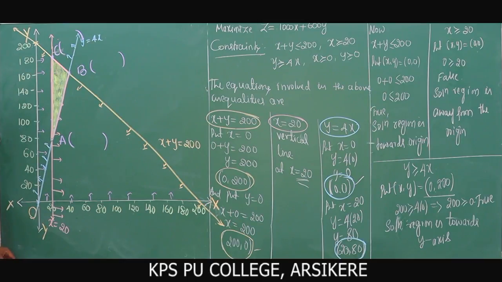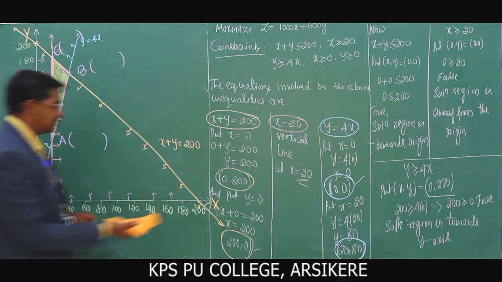So how to find the point A? Point A is the point of intersection of the line x is equal to 20 and y is equal to 4x. Now solve this equation.